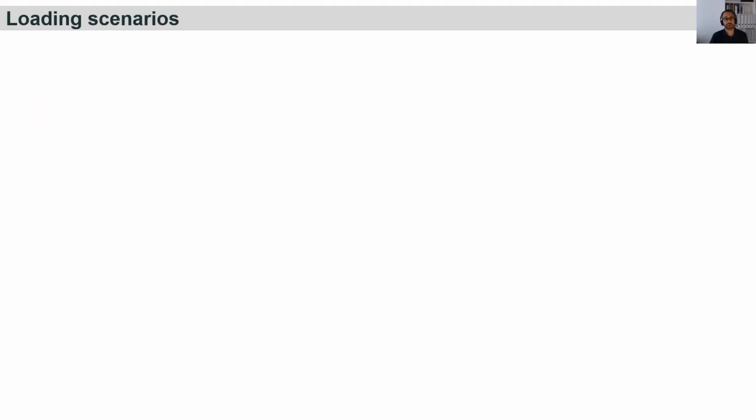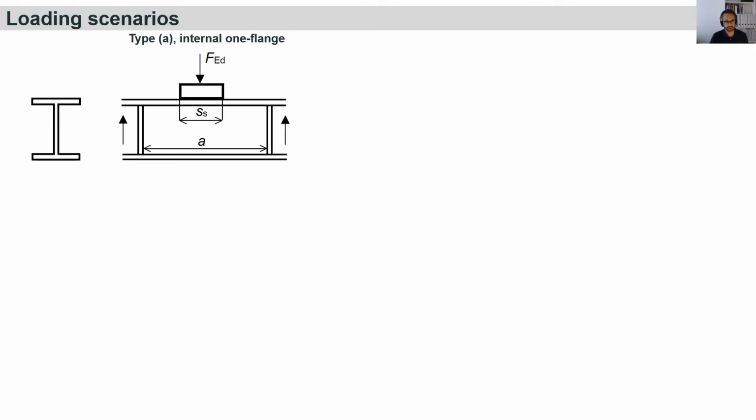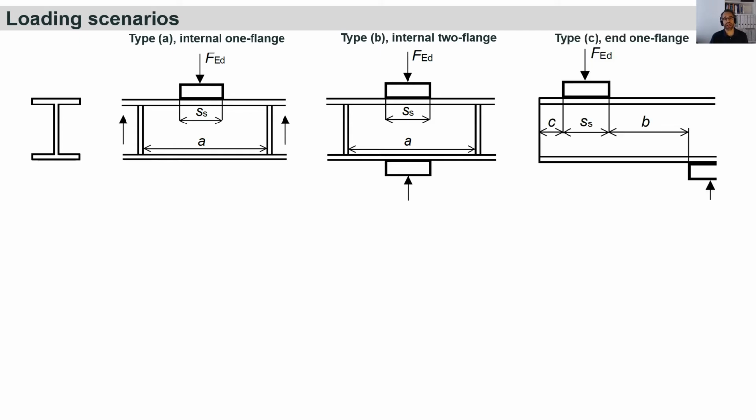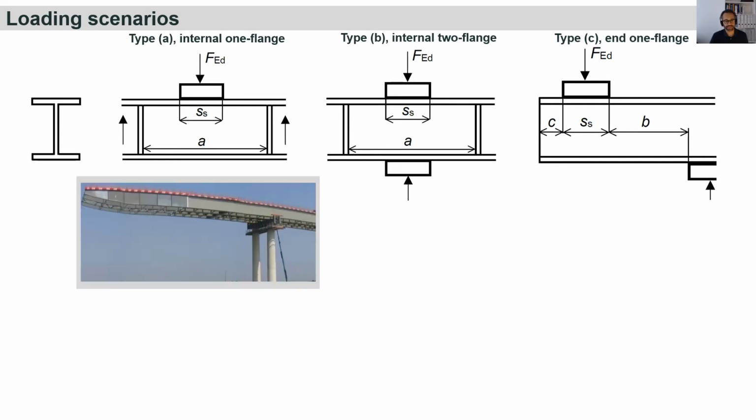So this work looked at I-sections. So I-section members subjected to three different loading scenarios. First one, type A, when you have a concentrated load over one flange and this is far away from the member end. Type B, when you have two concentrated loads applied on both flanges. And this again is far away from the member end. And type C loading, when a concentrated load is applied close to the member end.